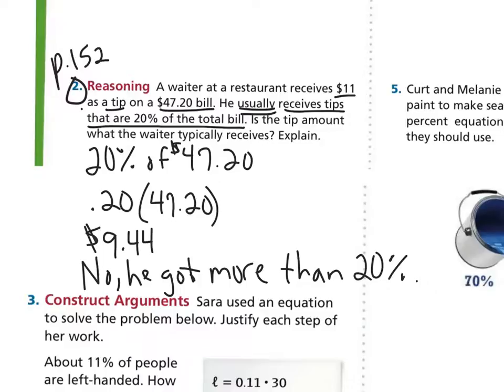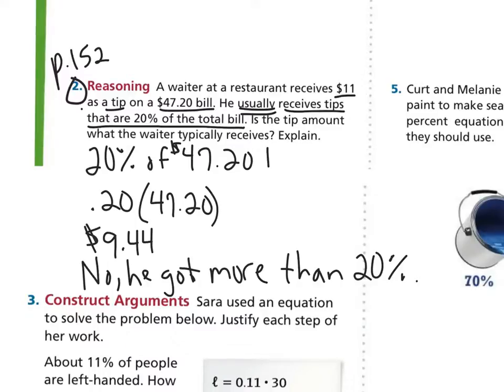Another option on that problem, 20%. You might remember 20% is 1/5. It's 20 over 100, which reduces down to 1/5. So if you take 1/5 of something, you could divide by 5 to figure out 1/5. So another option, it's very similar here, would be the $47.20 divided by 5, and that would also give you $9.44.